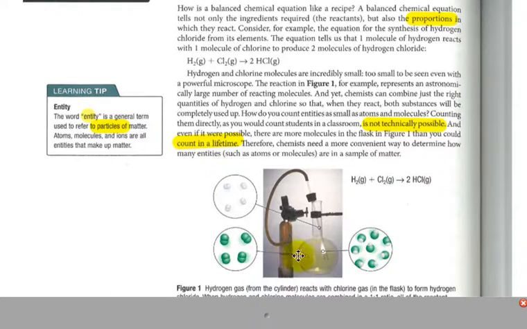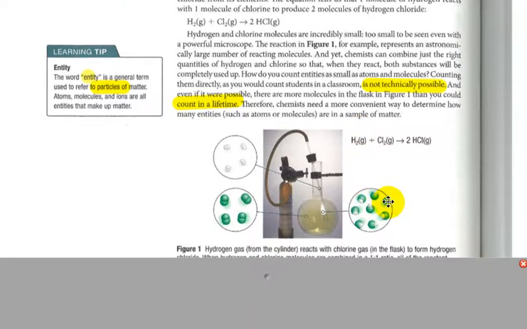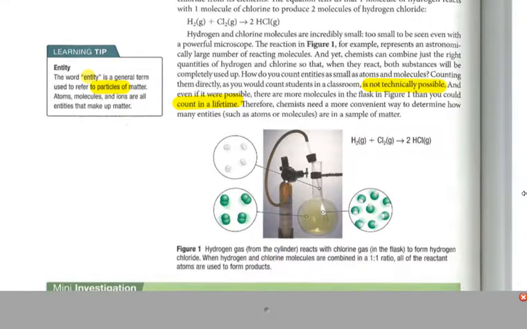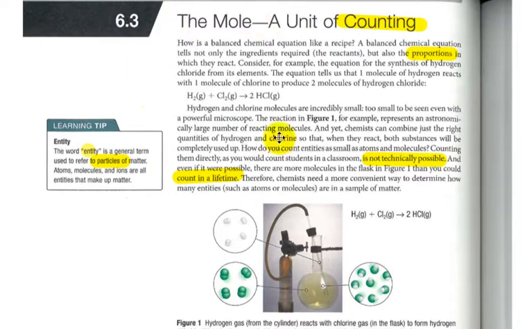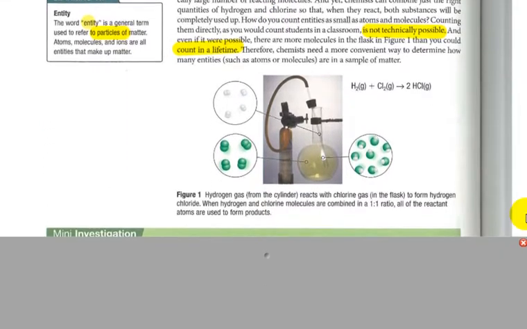If we were to count individual molecules, it would take a lifetime. Therefore, there needs to be a more convenient way to calculate such things. Now, this booklet refers to entities, which are the types of particles that we're looking at. On the next page we'll go through exactly what type of particles we're talking about when we have a chemical reaction such as this.